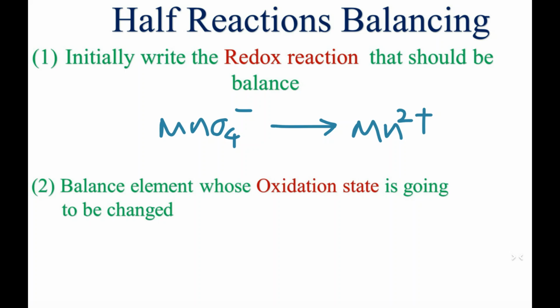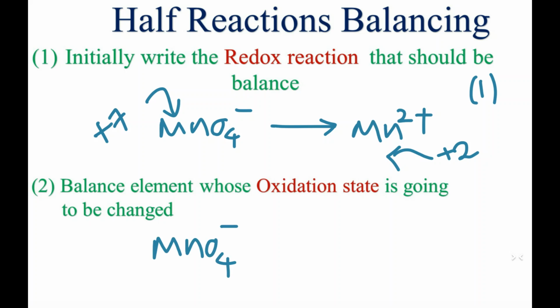Second rule is balance the element whose oxidation state is going to be changed. Now we have to consider the oxidation state of manganese on both sides. On the left side you can see manganese takes plus 7 oxidation state, and this manganese shows plus 2 oxidation state. But you can see on both sides there is only one manganese atom, so we don't need to balance manganese. So we can write down the redox reaction like this with no changes.